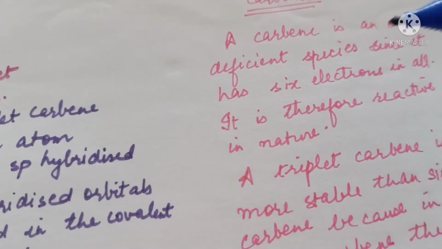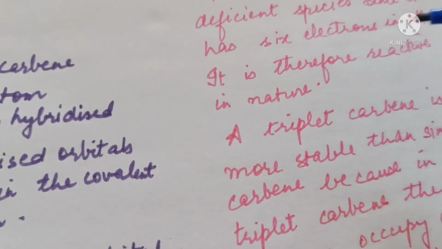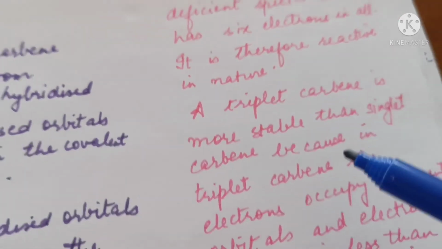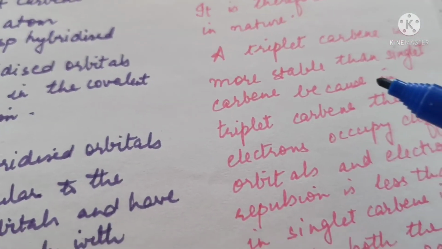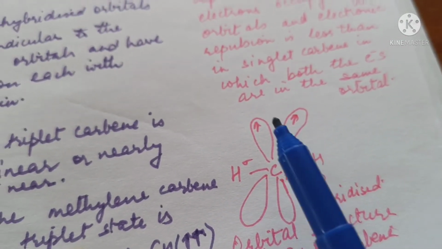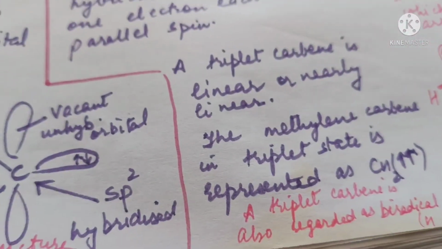This kind of triplet carbene is also known as a biradical because each of the unhybridized orbitals contains one electron each. Carbenes, because they are electron deficient species, have in all 6 electrons, and they are reactive in nature in order to complete their octet. Now, triplet carbene is more stable than the singlet carbene because it contains electrons in separate orbitals.